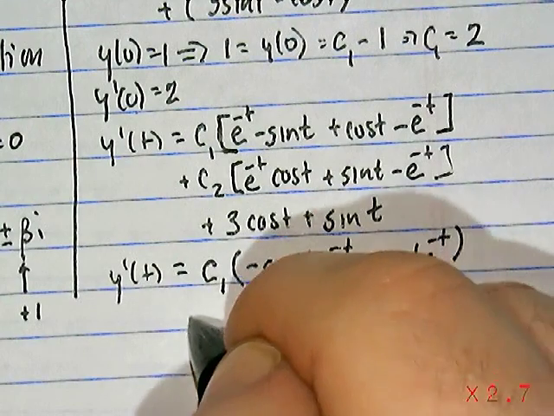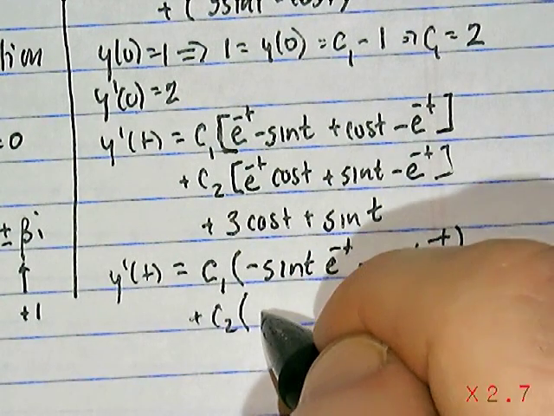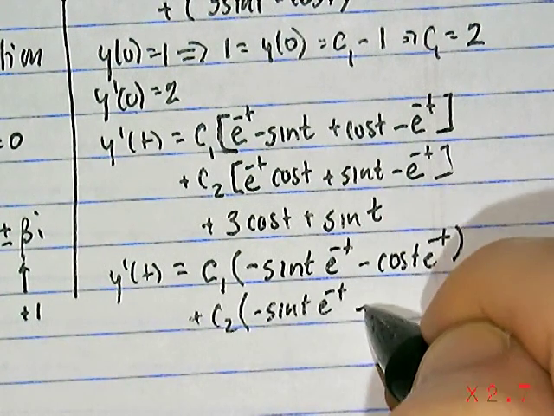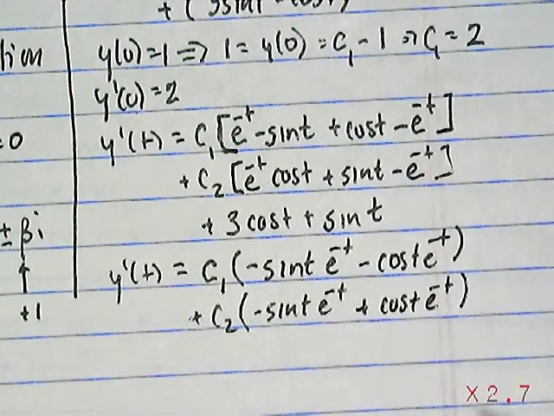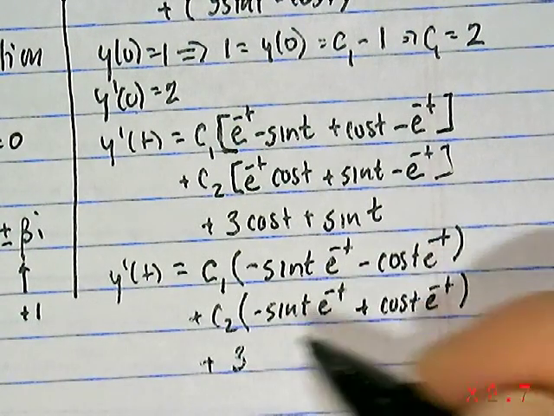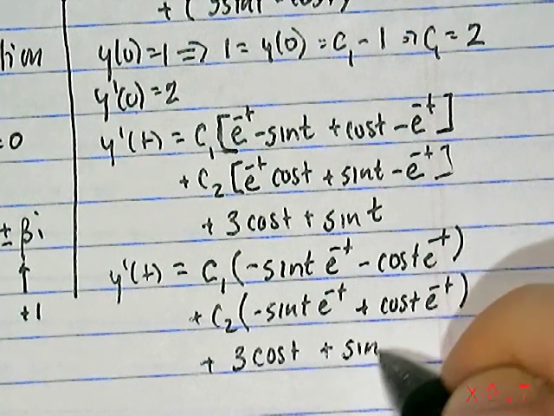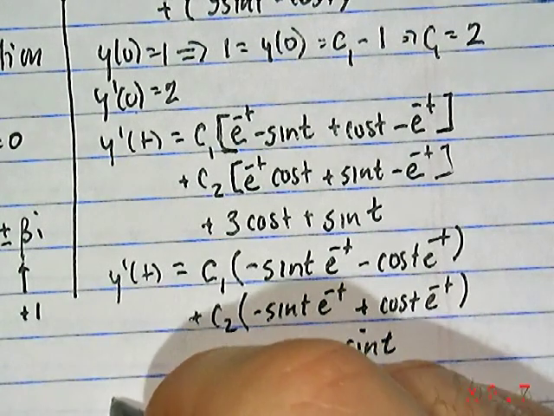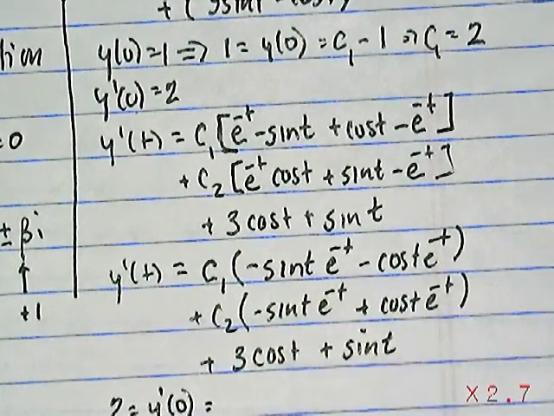And then over here we'll have plus c2 times, we can write this as minus sine t, e to the minus t, plus cosine of t, e to the minus t. And then again we have the remaining terms, 3 cosine of t plus sine t. A little bit easier to work with. So let's go ahead and plug in what the condition says, that the initial velocity is 2. So when we plug in 0 for the derivative, we should get 2 back.